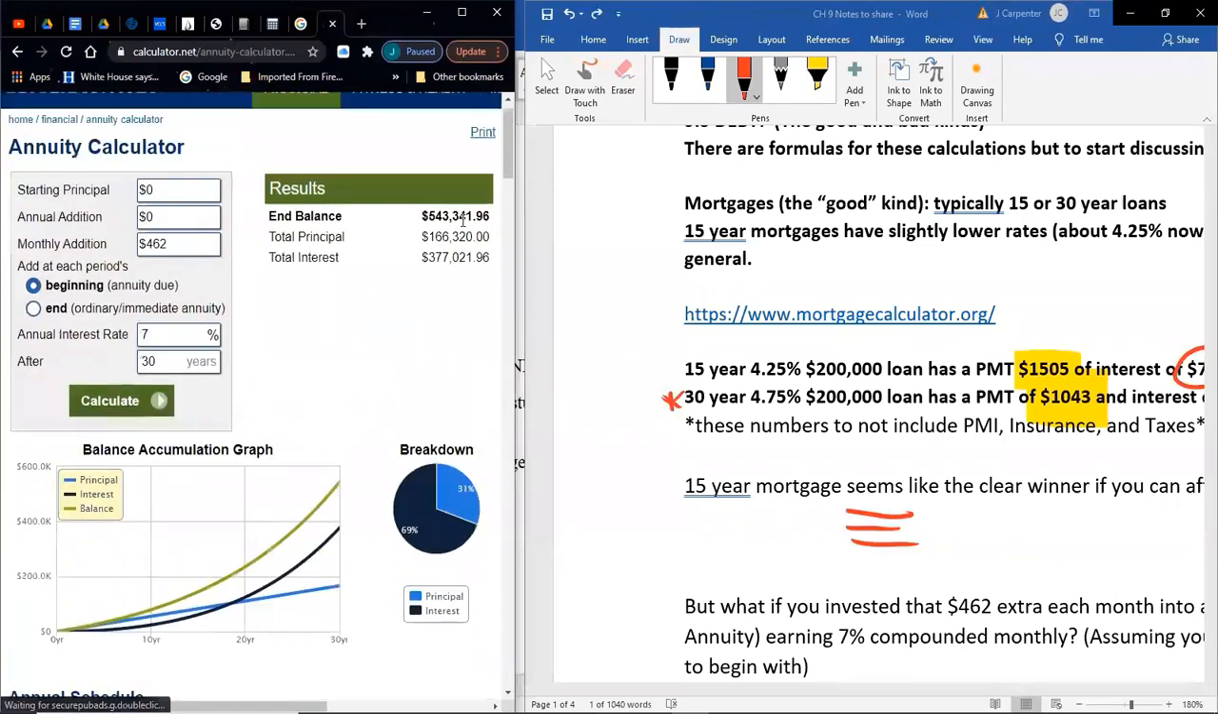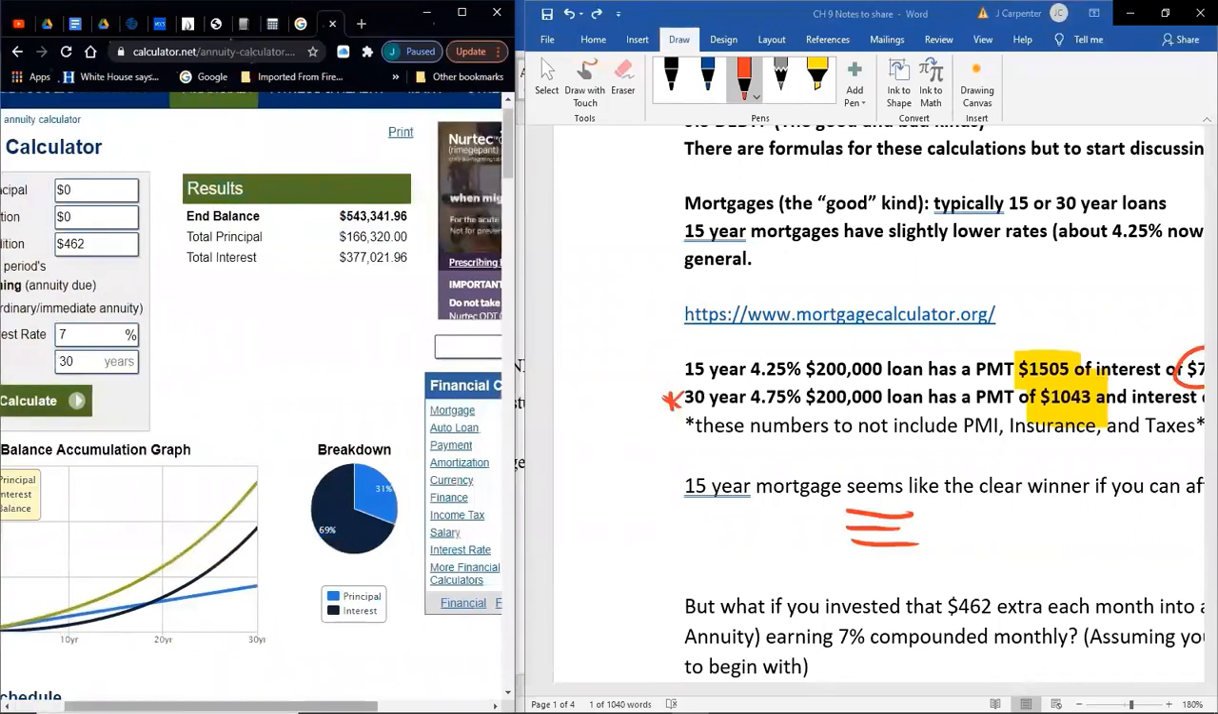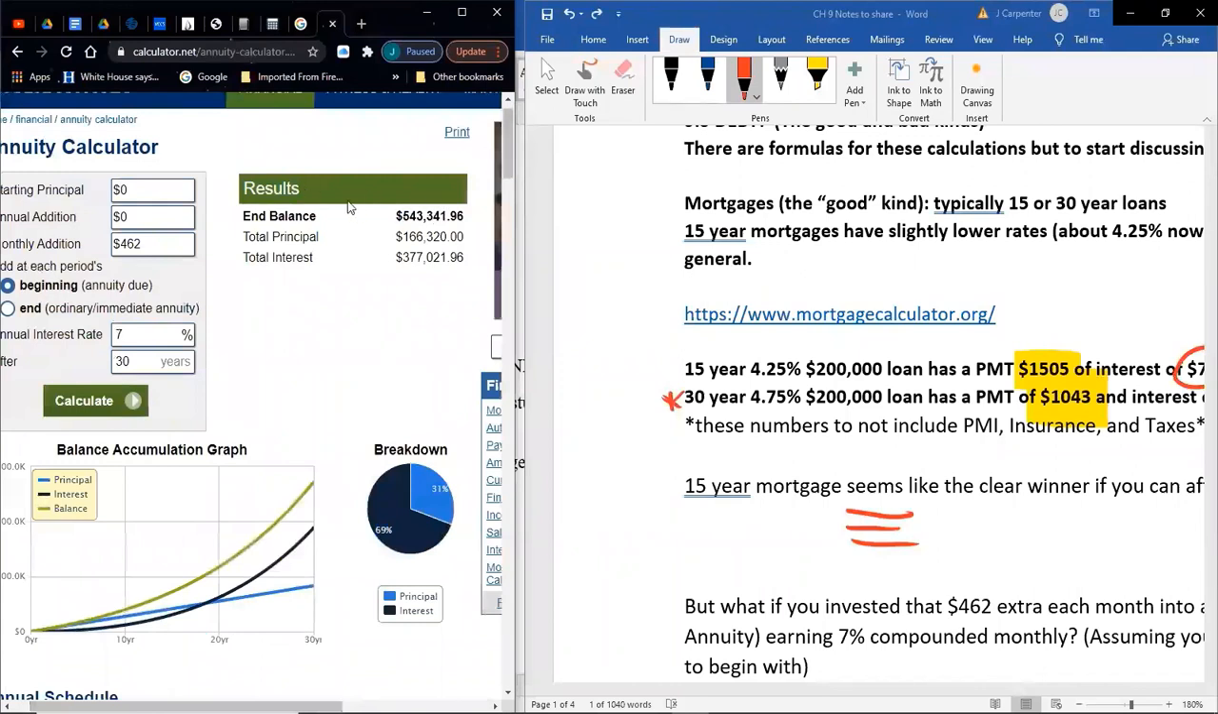And look at this. We get $543,341.96 right here. We invested principal $166,000 over this 30-year period. So we put in almost the value of our own home in addition to paying off the home. And then we got almost twice the value of the home for free over time.